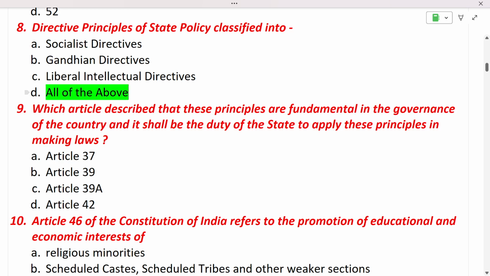Question number 9. Which article describes that these principles are fundamental in the governance of the country and it shall be the duty of the state to apply these principles in making laws? Option A, Article 37. Option B, Article 39. Option C, Article 39A. Option D, Article 42. So the answer is A, that is Article 37.